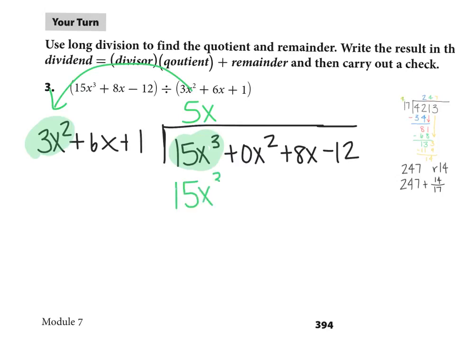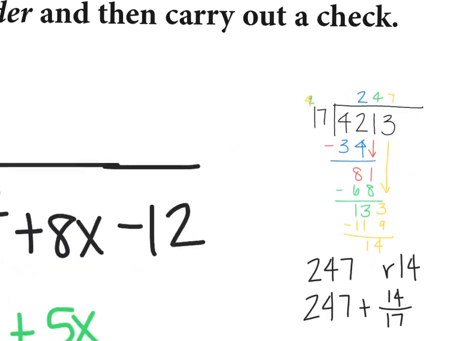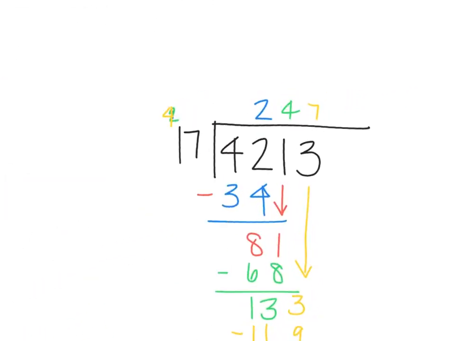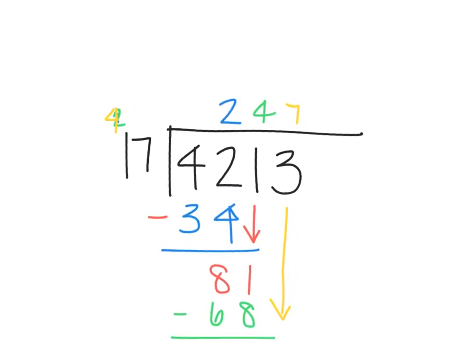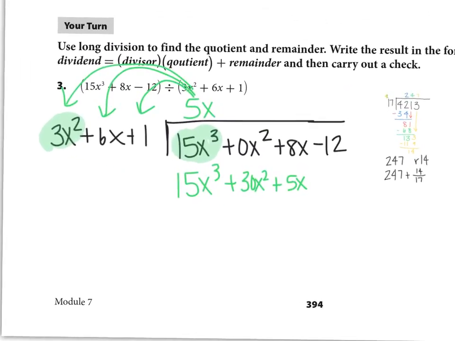Okay. And I'm going to multiply 5x times 6x. 30x squared. And I'm going to multiply 5x times 1. Okay. And again, comparing that to our problem, after we multiplied 17 times 2, what do we do next? Subtract it. So we're going to do that again.